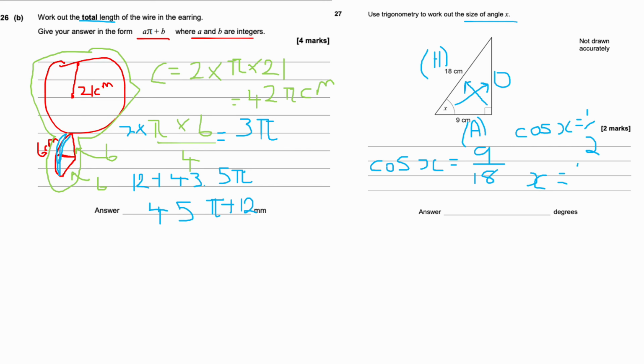So x is equal to 60. So cos 60 is actually equal to a half.